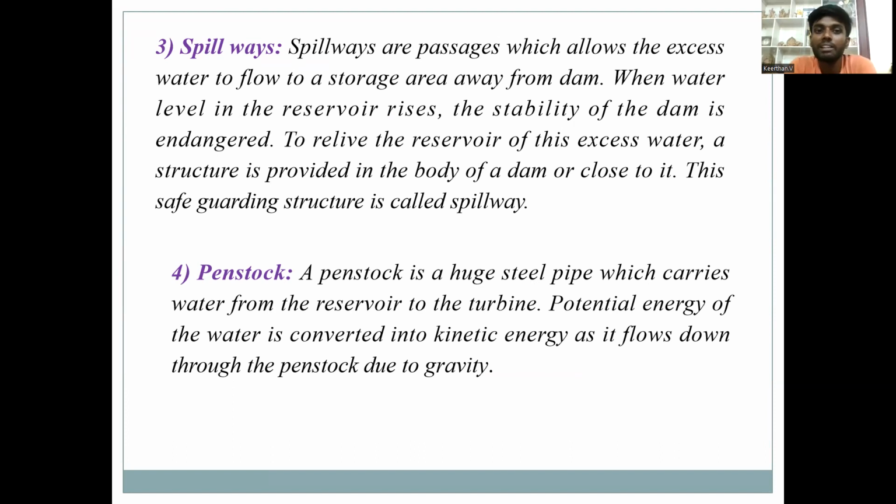When the water level in the reservoir rises, the stability of the dam is endangered. To relieve the reservoir of this excess water, a structure is provided in the body of the dam or close to it. This safeguarding structure is called a spillway. Now, the penstock. A penstock is a huge steel pipe which carries water from the reservoir to the turbine. Potential energy of the water is converted into kinetic energy as it flows down through the penstock due to gravity.